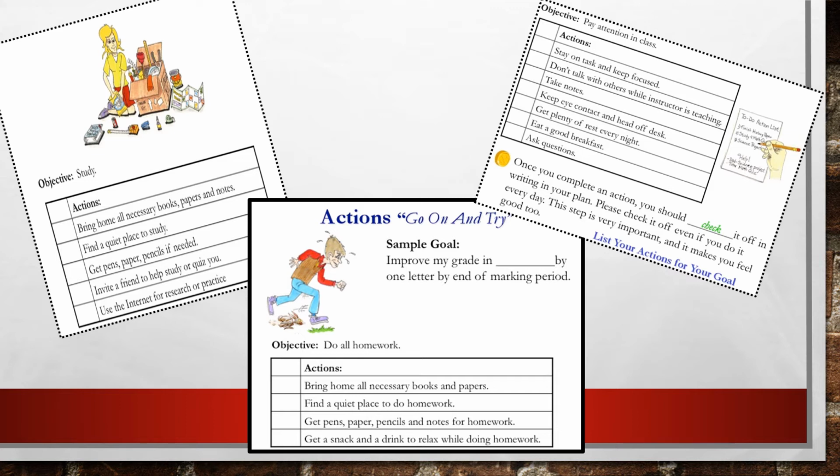Now, once you've completed an action, you should check it off. Make sure, once again, we've talked about writing it down and the importance of writing it down. Make sure that once you have achieved that action, that you check it off, and you should also list your actions for each goal.